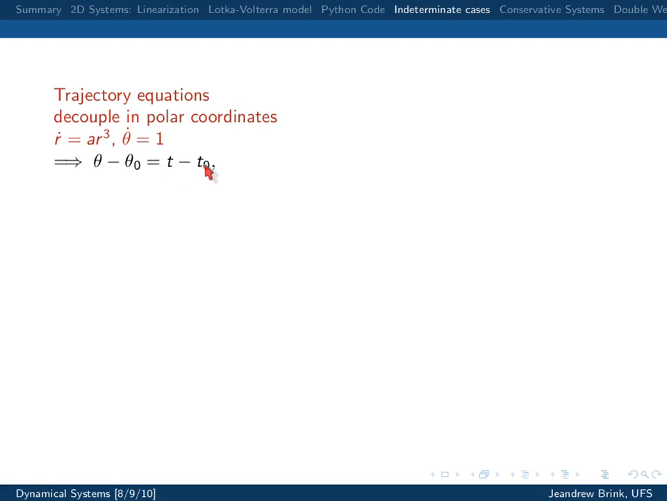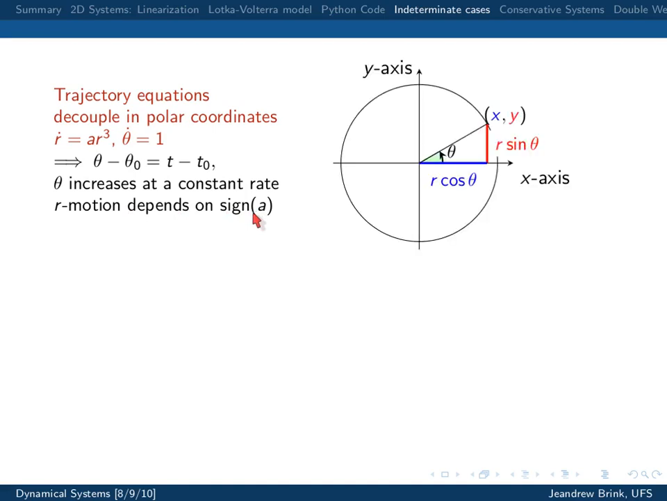So it's just a linearly increasing function of time. It's directly proportional to time. And so theta increases at a constant rate in time, and the R motion here, this one, is more complicated. It depends on the sign of A. So for example, if A is, let's just draw the drawing.